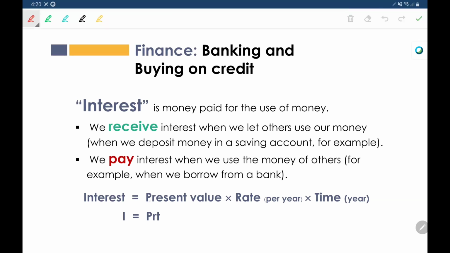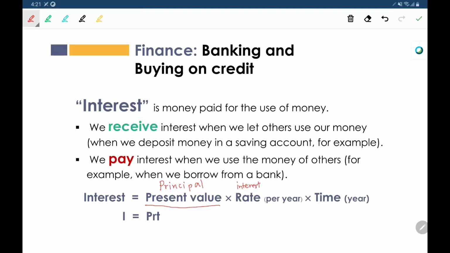The present value is the value of the money in the present time หรือภาษาไทยเรียกว่ามูลค่าปัจจุบัน. This one we also call the principal. The present value times the rate of interest. This is the interest rate.